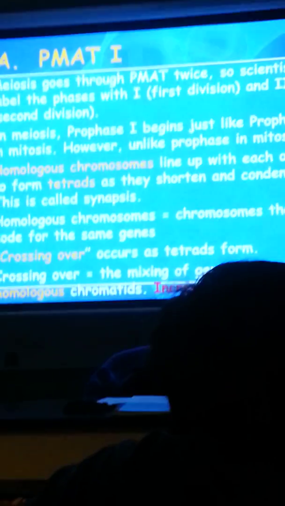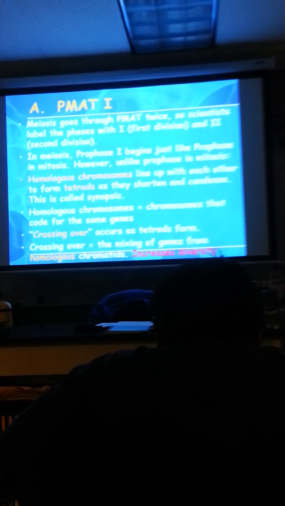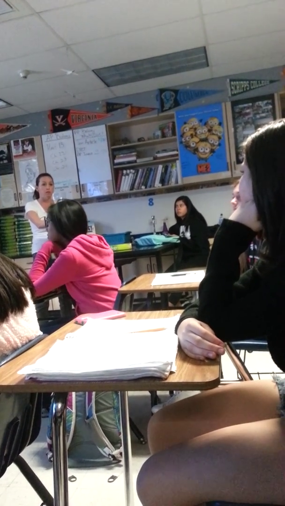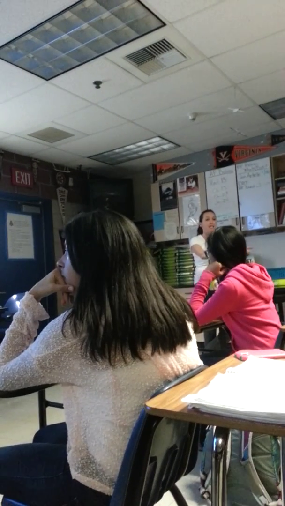My other question is, it says that synapsis is when they shorten and condense. Does that also mean when they come together? As they shorten and condense, that's prophase. That's what goes on in any prophase. That's not what synapsis is. Synapsis is a process by which they come together. See where it says line up with each other to form tetrads? That's synapsis. They're doing this as they're shortening and condensing. Oh. It's a confusing sentence.